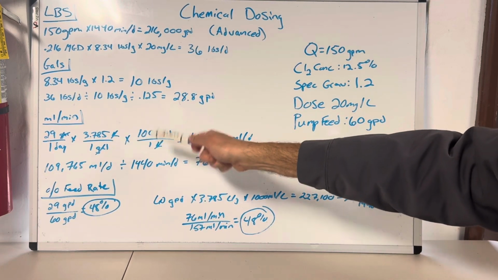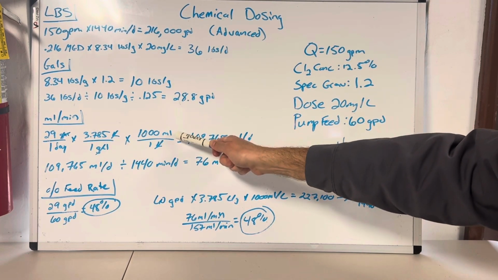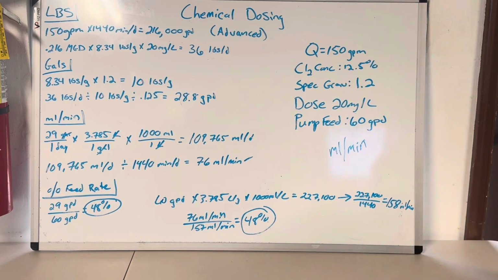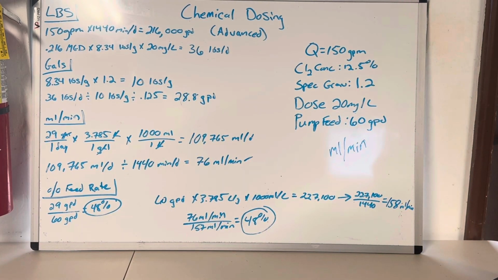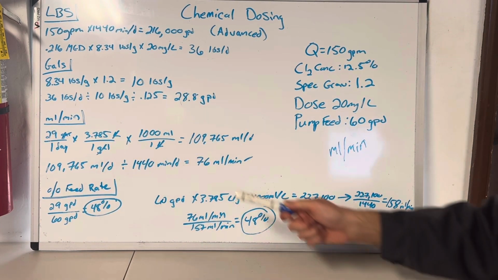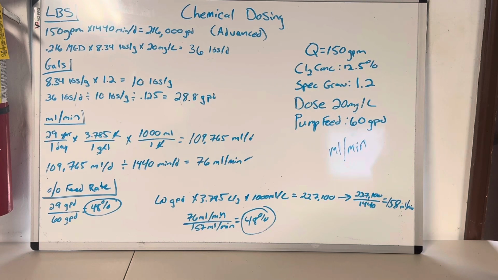So 29 times 3.785 times 1,000 is 109,765 milliliters per day, but we need milliliters per minute. So we divide by 1,440 minutes in a day. And now we have 76 milliliters per minute. That is our target chemical feed rate for our chemical feed pump.